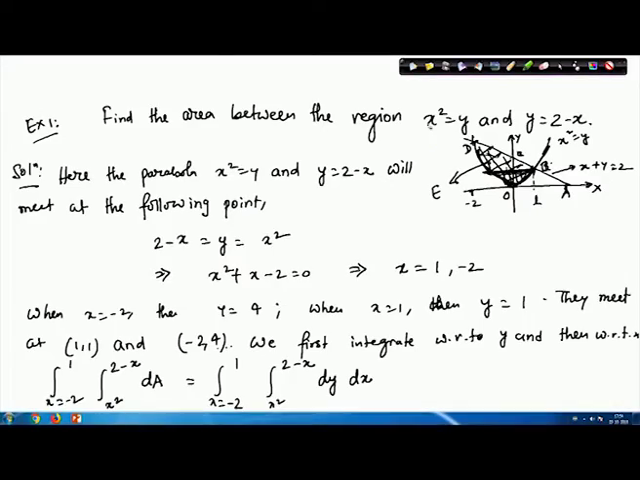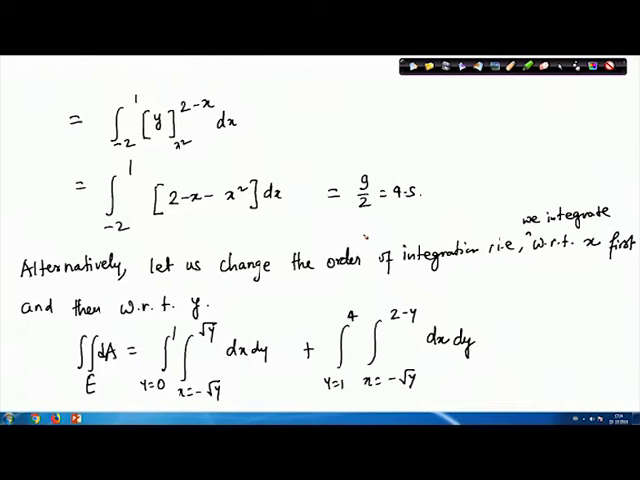Now we see that sometimes we come across integrals which are really difficult to evaluate, and then just using this tool, that is changing the order of integration, we might end up getting a little bit easier integral to evaluate. For example, in this case we had to evaluate the area bounded between these two curves. If we are integrating with respect to y first and then with respect to x, then we are calculating a very simple integral, and that's the answer.